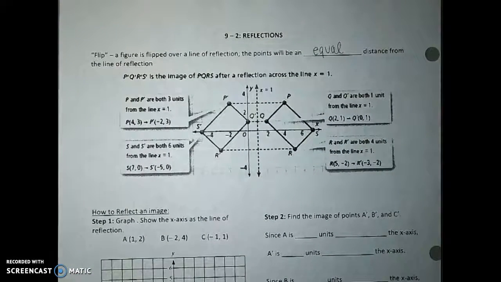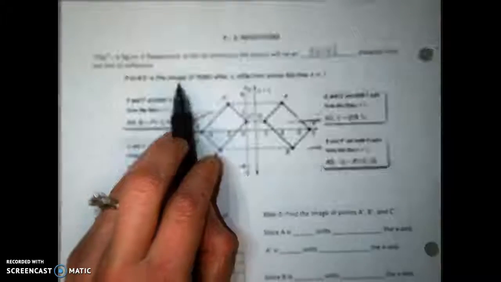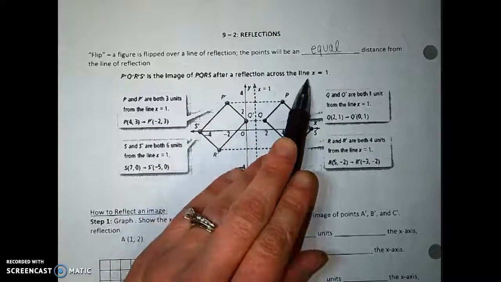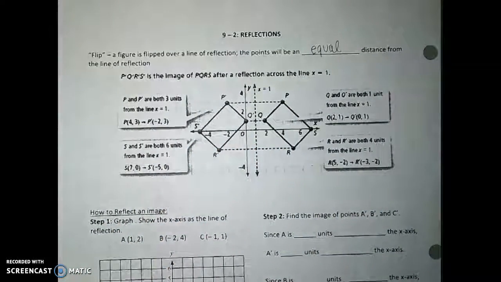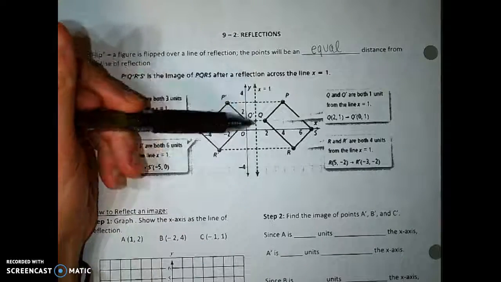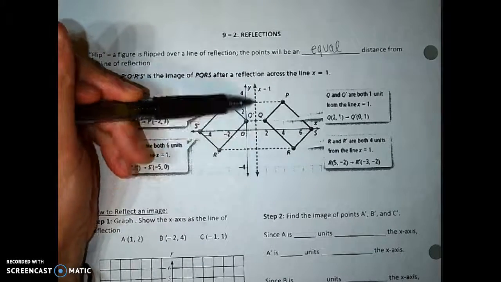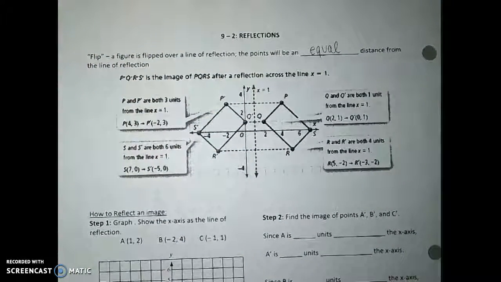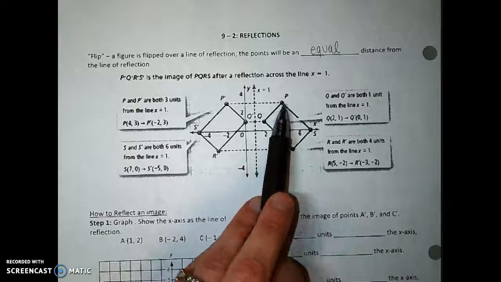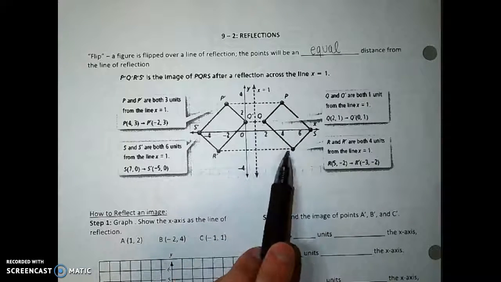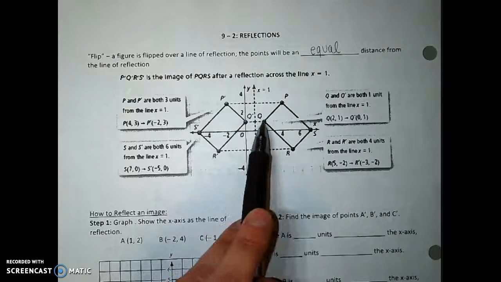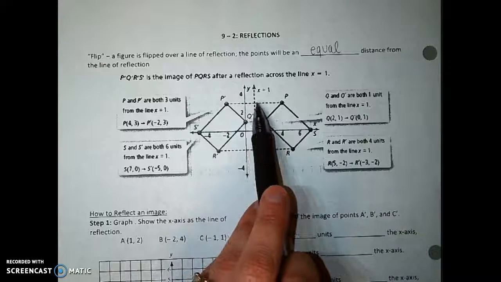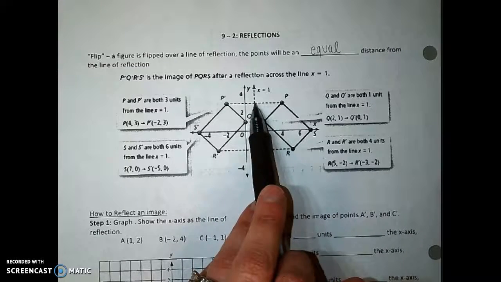So it says P prime, Q prime, R prime, S prime is the image, so the new picture of PQRS after a reflection across the line x equals 1. So what they did is they drew in their line x equals 1 right here. That's any value where x has a value of 1, so that's why we have a vertical line there. And what we can see is that we had our original picture, PQRS, our original rectangle, and then notice that each of our points that we created in our image is an equal distance away from that line x equals 1.